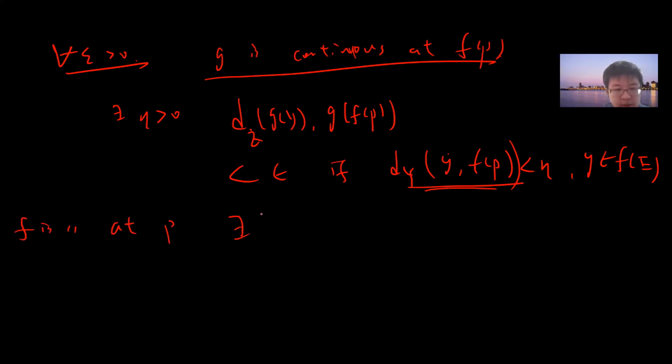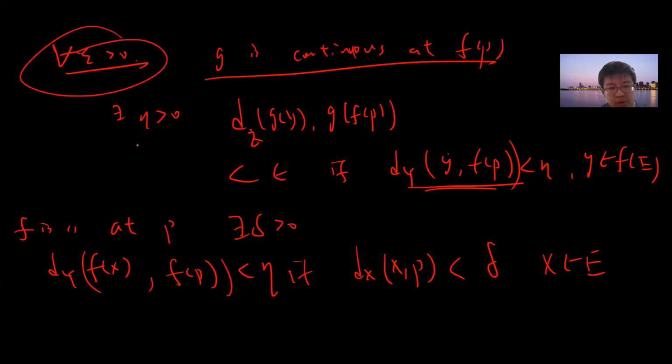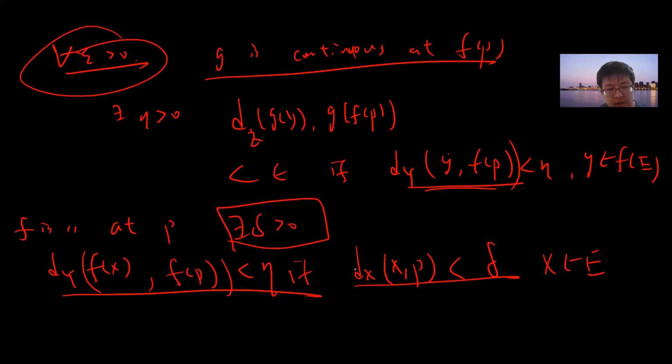So that means there exists a delta greater than 0 such that you can control this term, d_Y(f(x), f(p)) less than epsilon, if d_X(x, p) is less than delta and x belongs to E. So you read it in words: for epsilon greater than 0, there's a delta greater than 0, such that when x and p are at distance less than delta, then you will have this.